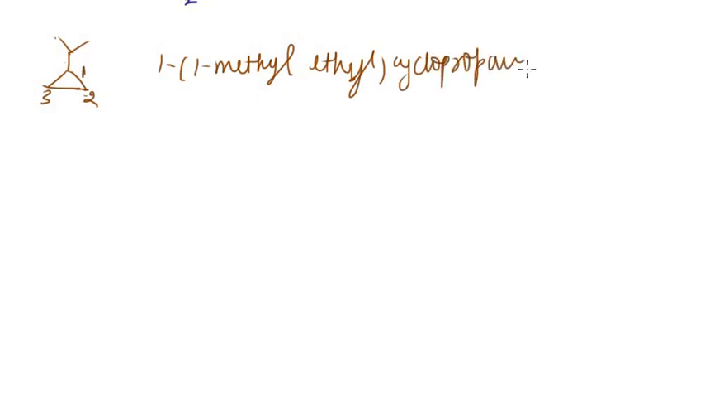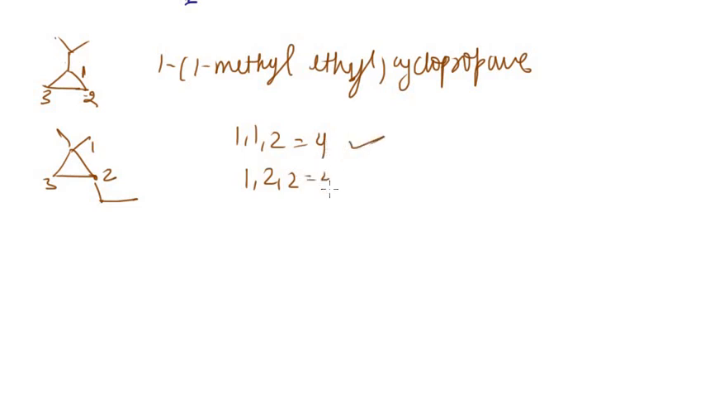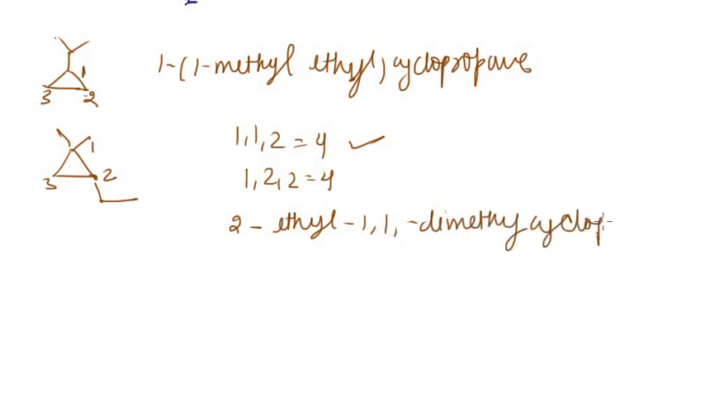Now if we have more than one substituent, the numbering could be 1, 1, 2 or 1, 2, 2. If we look at the first point of difference, this is the numbering we will consider. So here the name will be 2-ethyl-1,1-dimethylcyclopropane.